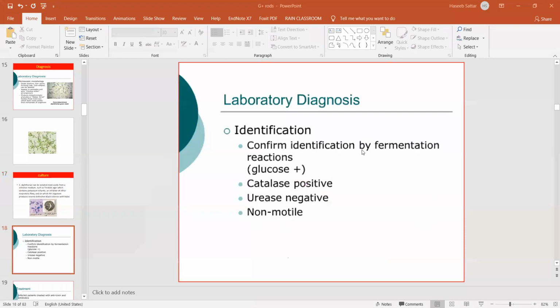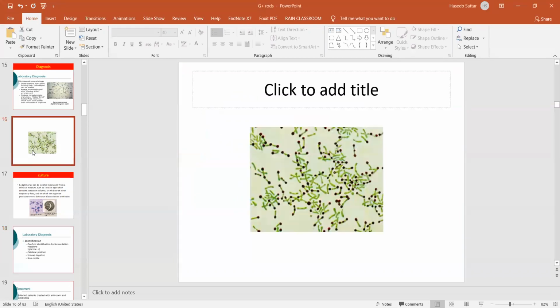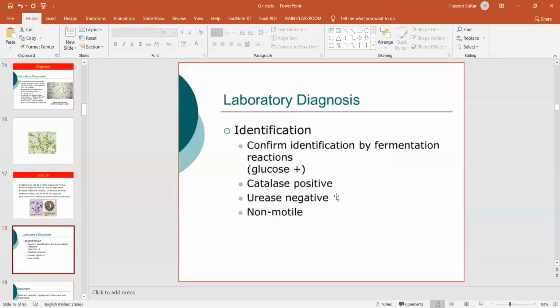Another laboratory identification of this bacteria is by fermentation reaction. It is catalase positive, urease negative, and a non-motile bacteria. When you look at the culture of this bacteria, there is no flagellum. So that is why it is a non-motile, catalase positive, urease negative bacteria. That is also an identification point for this bacteria in the laboratory.